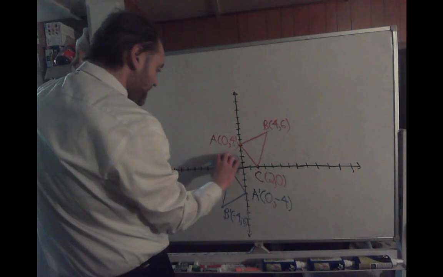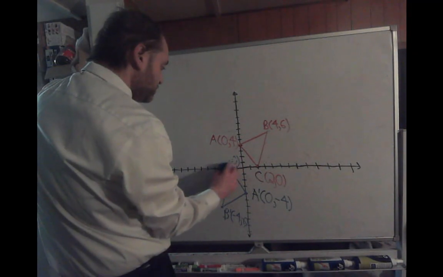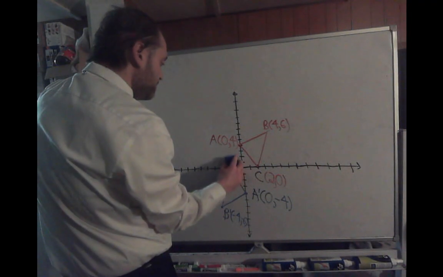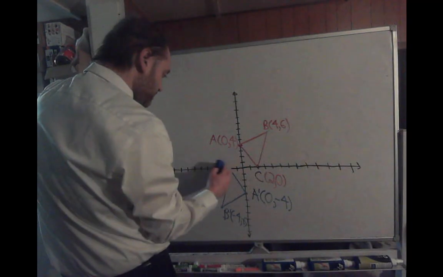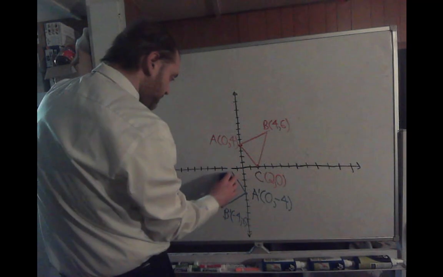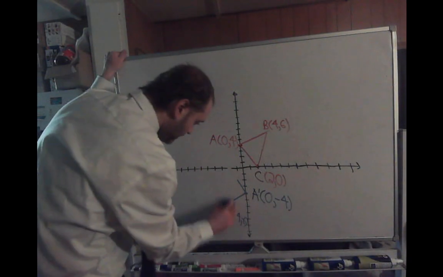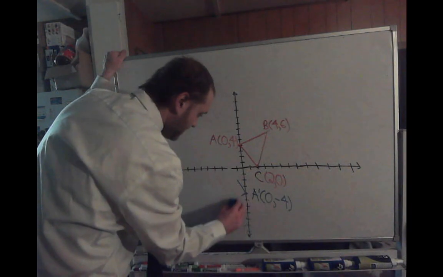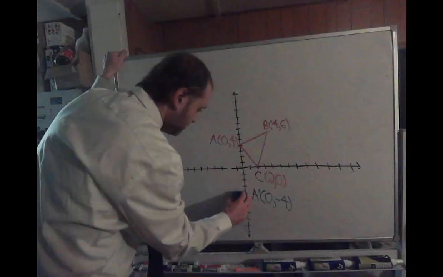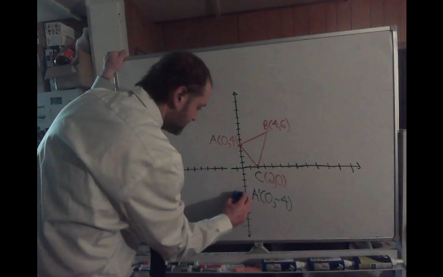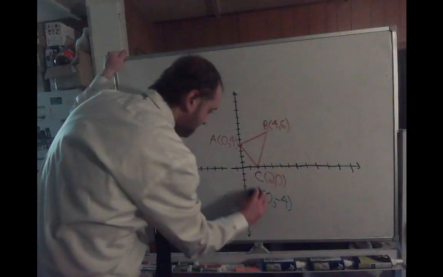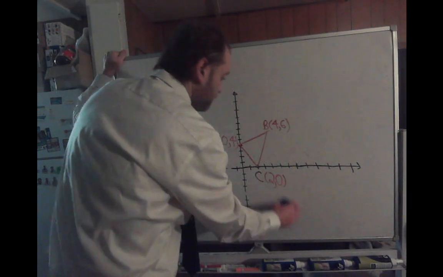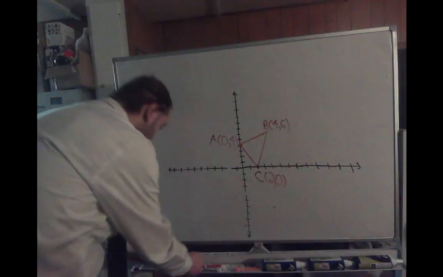Let's erase that. We're still going to keep the original triangle. They're in the red. Now we need to erase the one in blue, since that's the image.